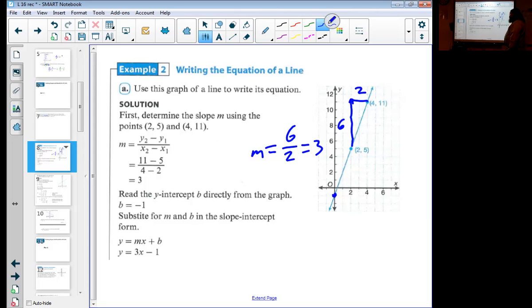So now we can look at our graph and we can see that the y-intercept is right here at -1. So because we have y is equal to mx plus b, we know m is 3. We leave y like it is, equal to our m which is 3, x, and then plus b, which is -1. Well, we can combine that into y equals 3x minus 1.